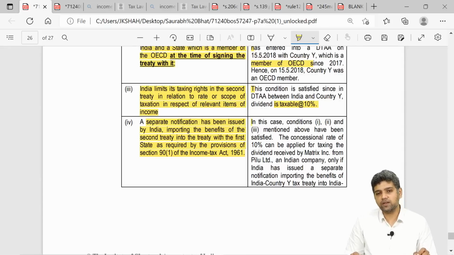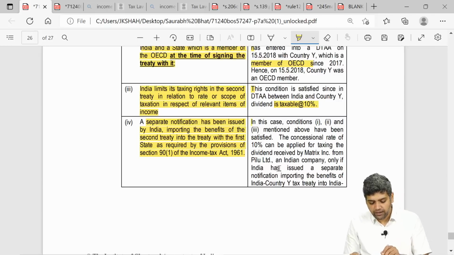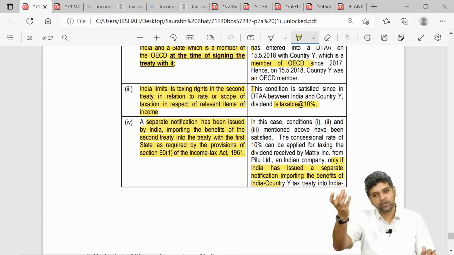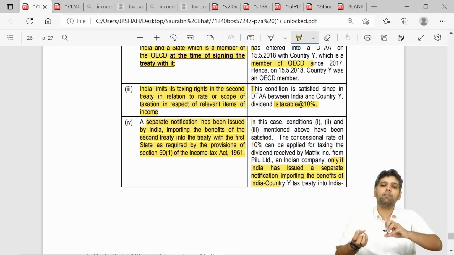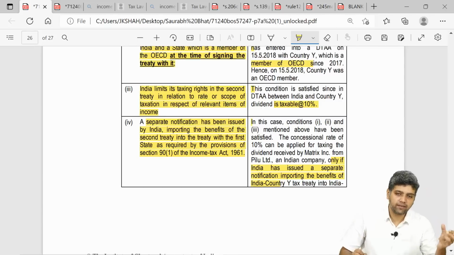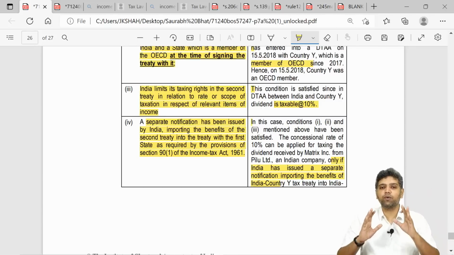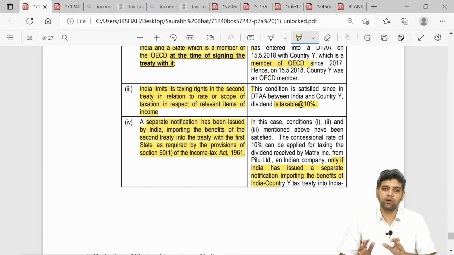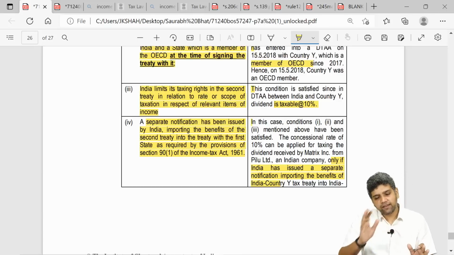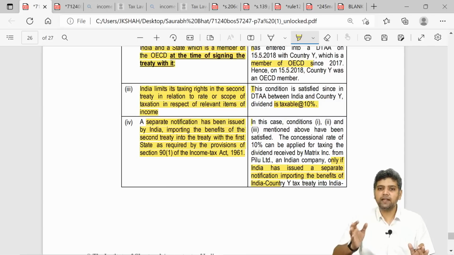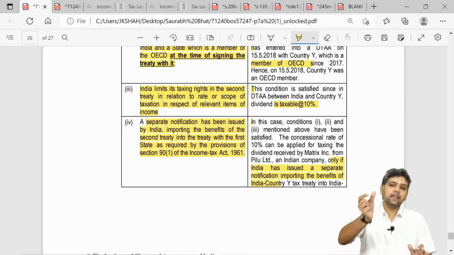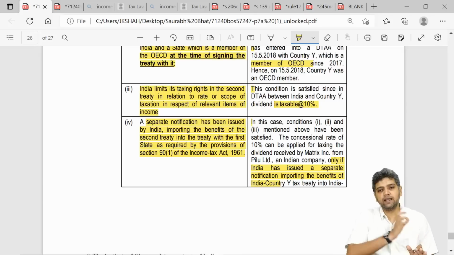Now this, the question is silent. In case the government has issued a separate notification saying that country Y provisions of DTAA will now apply to our MFN country X, only then would the provision of most favored nation clause be triggered. So if there is a notification to that effect, then 10% would be the tax rate incorporated as far as country X tax treaty is concerned. If there is no such notification, sorry, MFN clause will not be triggered.